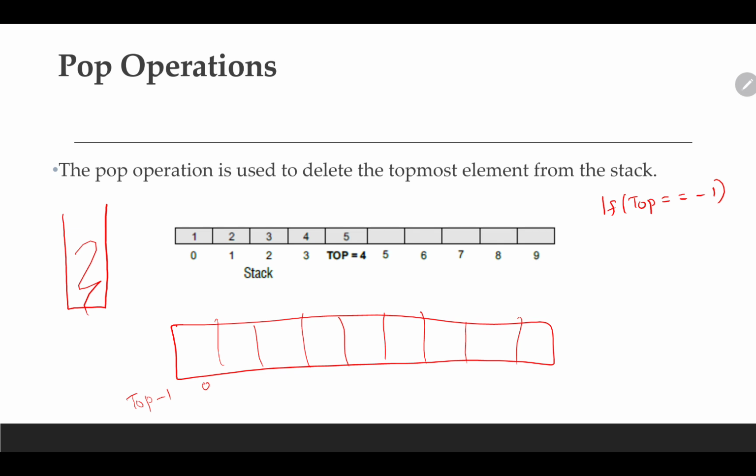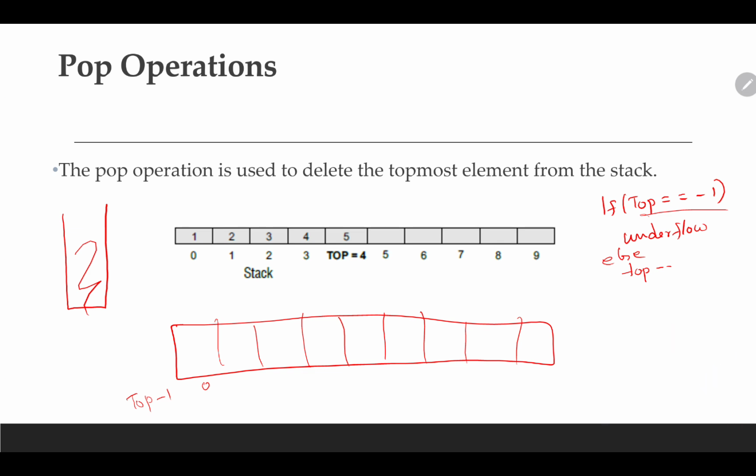For doing the deletion, we have to check if top is equal to -1. If it is true, it will print the message whatever we have given, based on that it will print the message as underflow. And if the condition is false, it will decrement the value of the top.